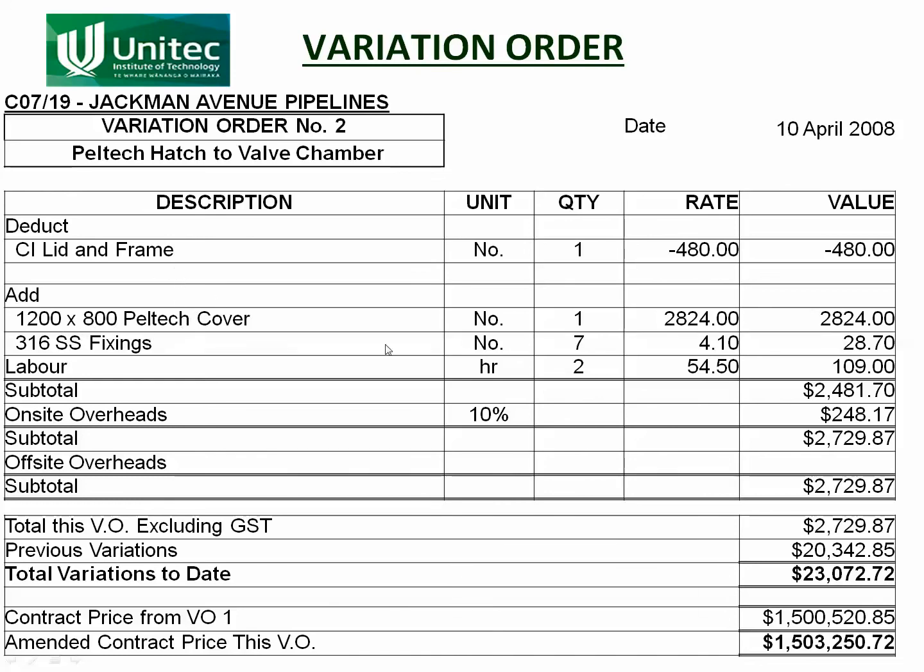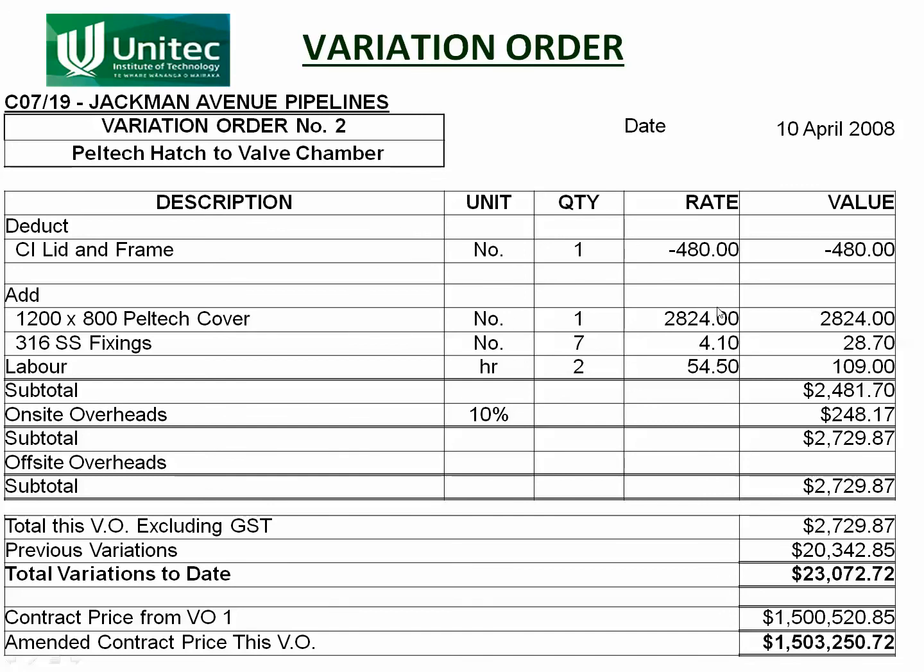So we deduct the cost of the cast iron lid and frames, which were in the original agreement. We add in the costs of the new type of covers. So these are covers that go on top of a chamber. Notice we've also got on-site overheads. These are the costs to the contractor of processing that variation. The contractor had to go away.